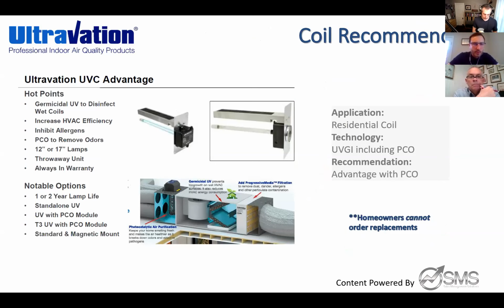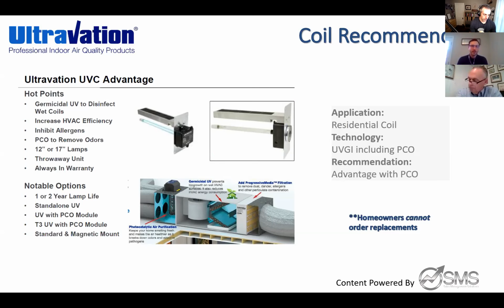So first we're going to look at the UV Advantage. This is going to be our entry level model for treating coils. This will treat a little bit of that air as well, but this is basically for coil treatment. So you can get this just as a surface treatment with just the UVC lamp that does UVGI technology, and you do have the option to add on a PCO carbon module to that as well. So it does increase HVAC efficiency and does inhibit allergens.